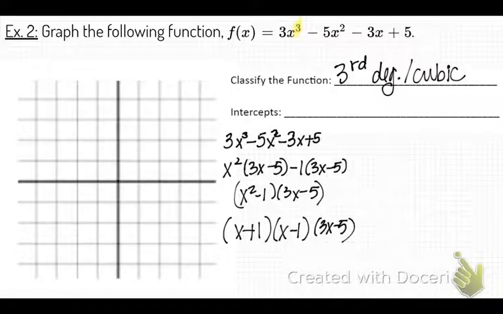Okay. So how many factors do I have here? 3. And what's my degree? 3. So that means I'm done. Yeah, it is all multiplicity 1. Good. So my first intercept.